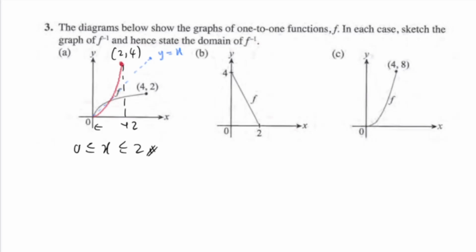Okay, next let's look at B. We draw the line of reflection first. I'm going to use blue line here. Right in the middle, this is your line of reflection y equals x.